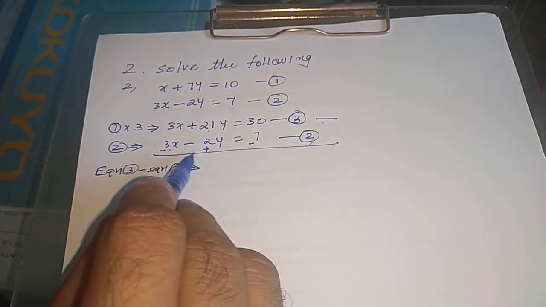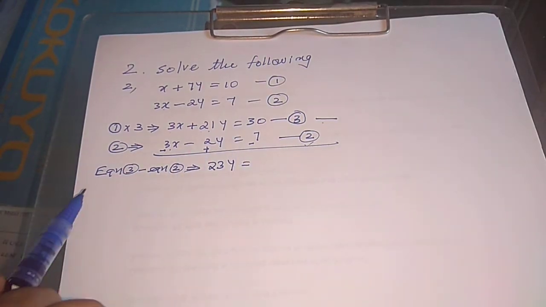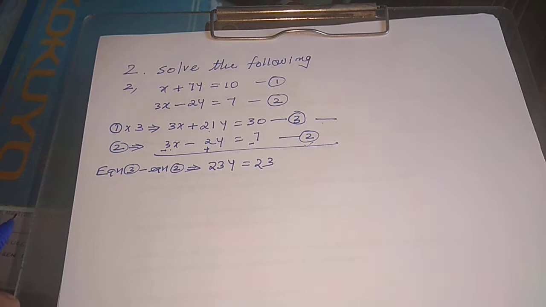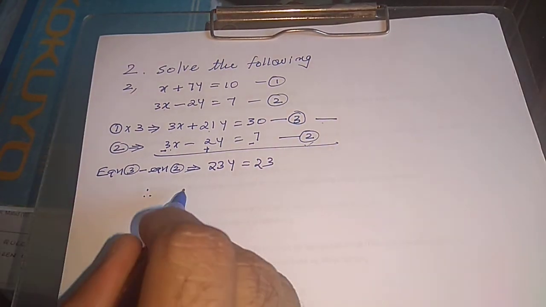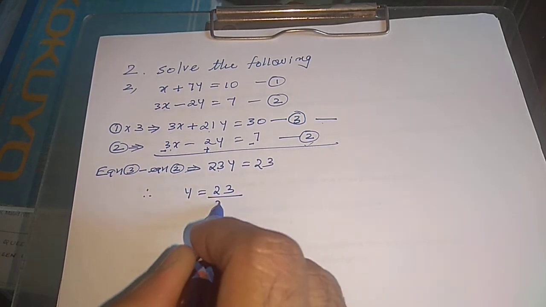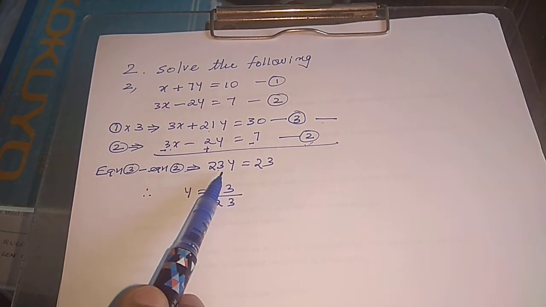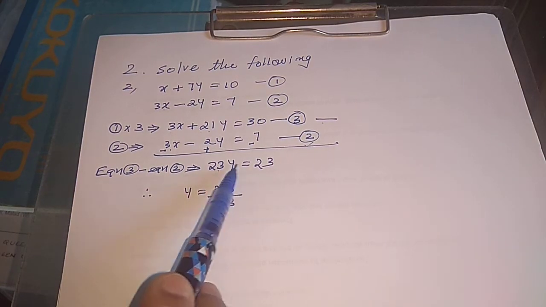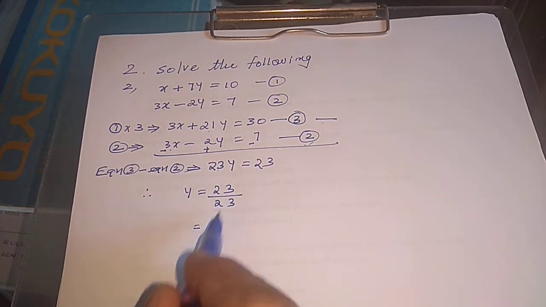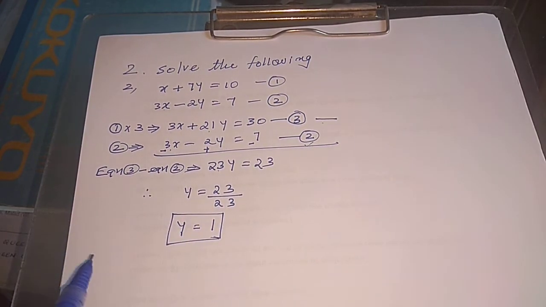So 21 plus 2 gives plus 23y equal to 30 minus 7, which is 23. Therefore, y is equal to 23 upon 23. On one side you multiply, so when we shift to the other side, we have to divide. 23 upon 23 is 1. Y is equal to 1.